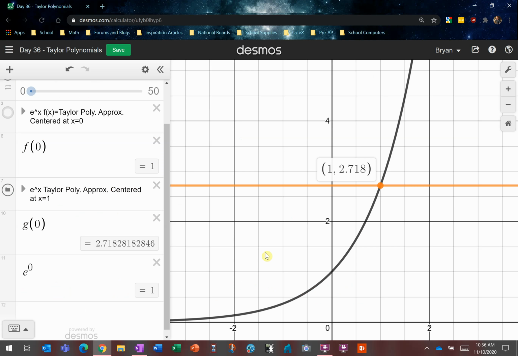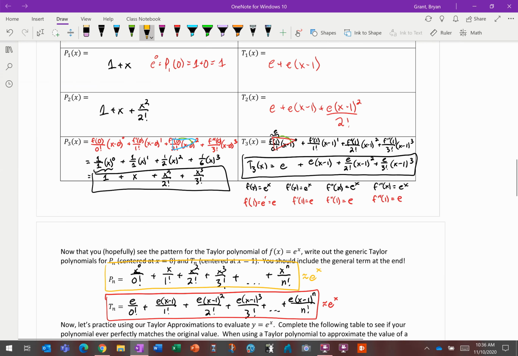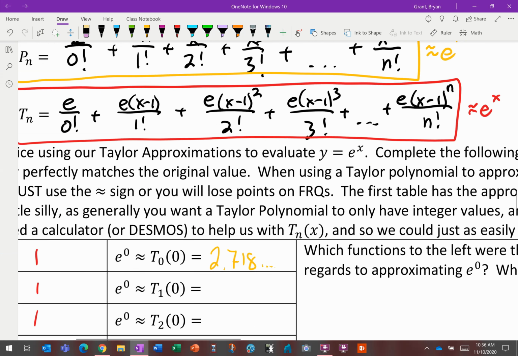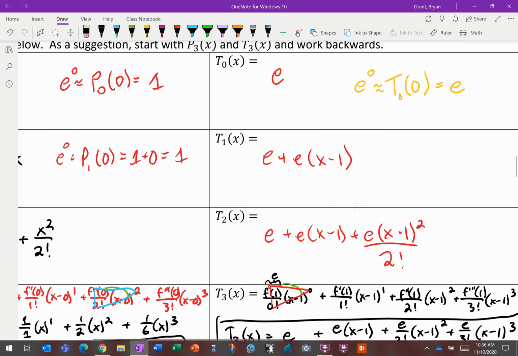So notice on my graph, right now, my Taylor polynomial at a 0th degree is telling me that e to the 0th is 2.718, so on and so forth. And I think that's probably not right, is it? I'm getting e, actually. E to the 0th is 1. My Taylor polynomial gave me the wrong answer. Well, that's rude of it. What happens if I go further? What happens if I use my next one?